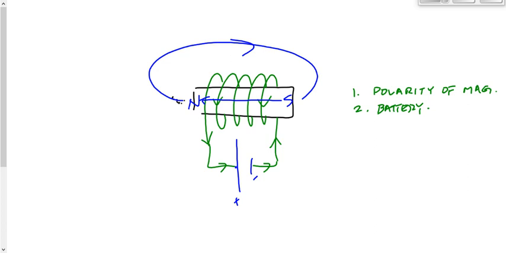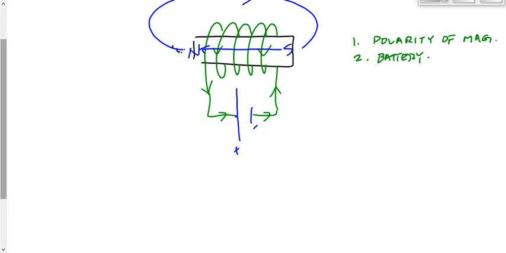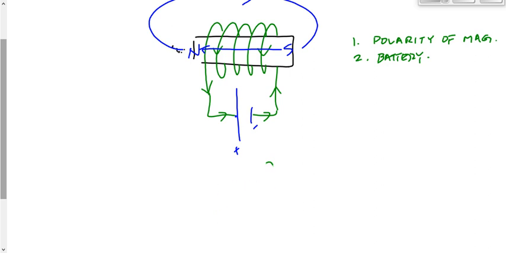Okay, let me give you one more. One more, and then we'll move on here. Sorry, I messed that up. Let me redraw that.